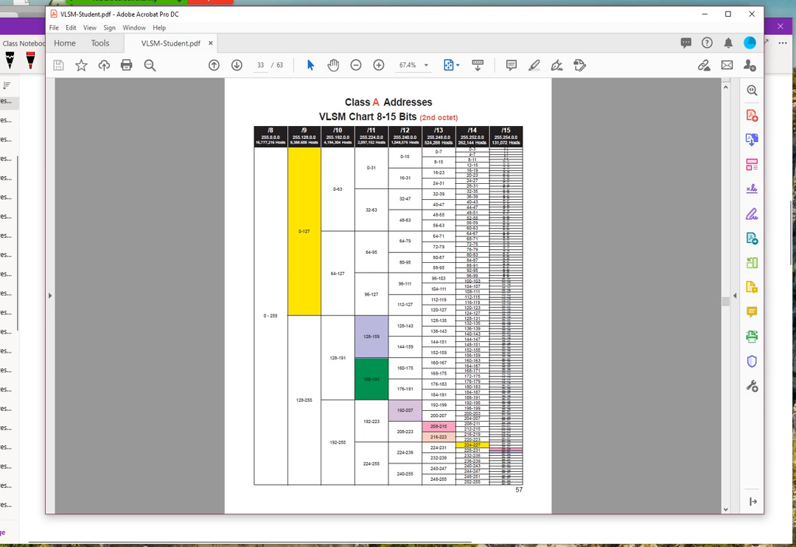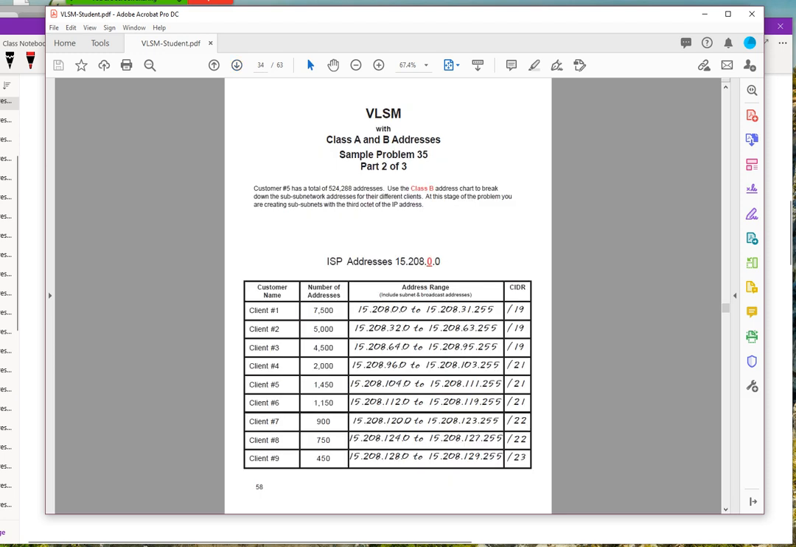Now the next part is that customer number 5 has a total of about 500,000 addresses. Use a Class B address chart to break down the sub-network addresses for their different clients. At this stage, the problem is creating subnets with the third octet of the IP address. So this is important: third octet.